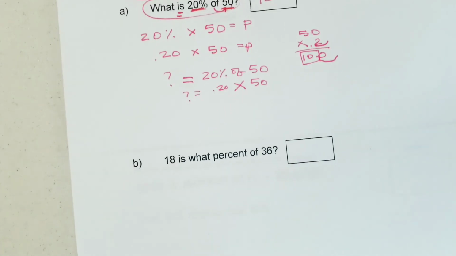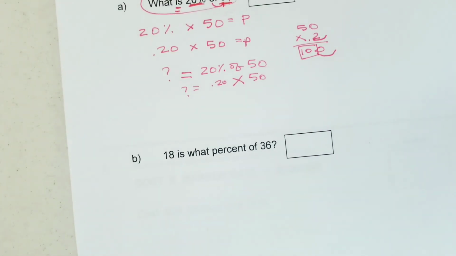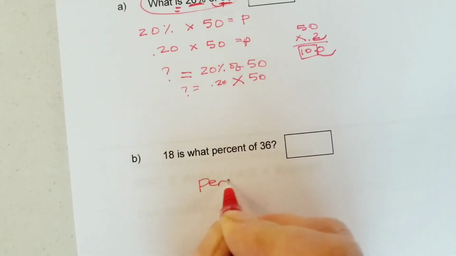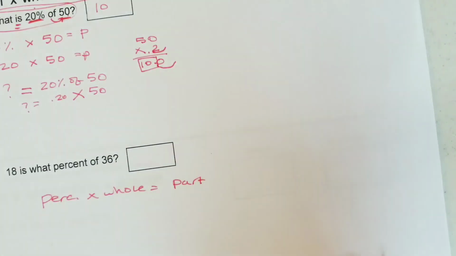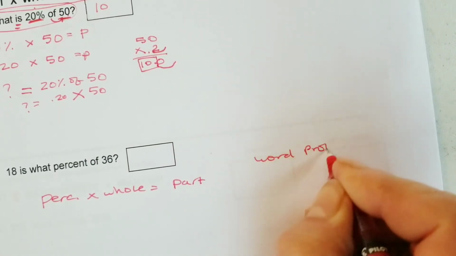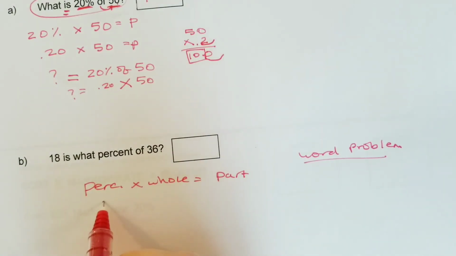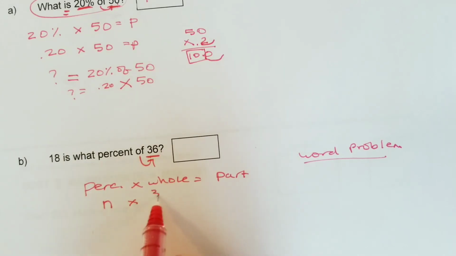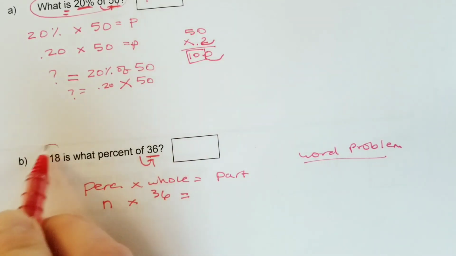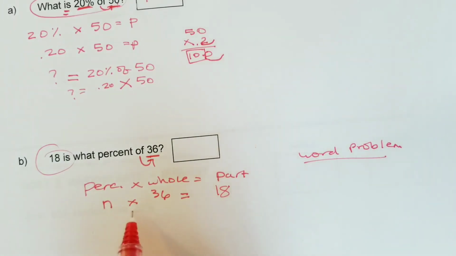Okay, let's look at number 1B. 18 is what percent of 36? You can look at this as a word problem, or just go ahead and use your percent times whole equals part formula again. Over here, I'll write it out as a word problem. So first, our formula. Our percent, we don't know our percent, so I'll just call it N, times our whole. It's the number after of, so 36, equals our part, which is 18. So now we have N times 36 is 36N equals 18.